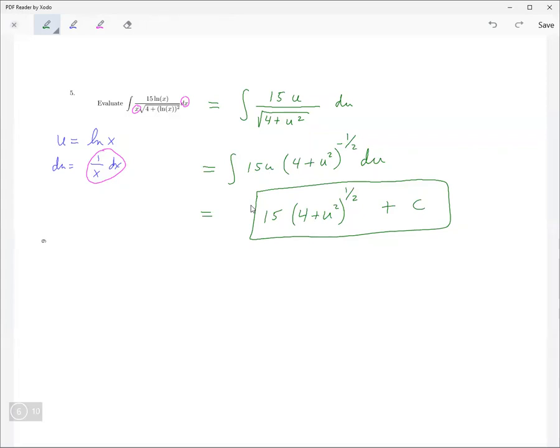Any questions about anything so far? You leave it with the u. You don't have to change it. Oh, what am I doing? Yes, we're not done. So the u has to be changed back to the natural log of x. And also, while we're at it, this is to the 1/2, so we'll change that back to a square root. You don't have to.